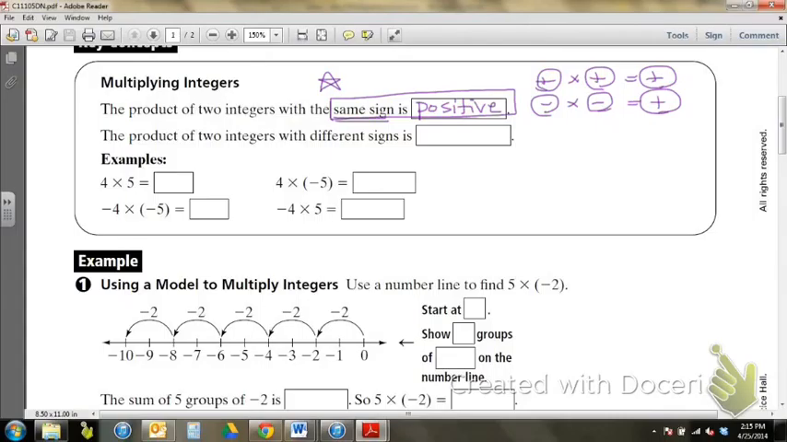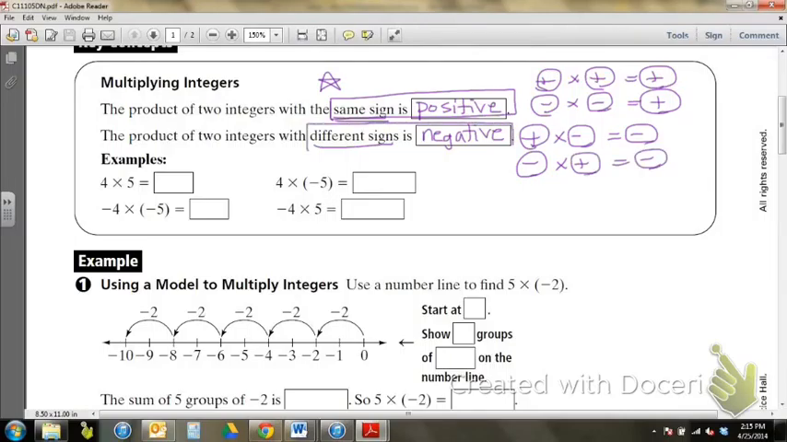Well, then what happens if they have different signs? Well, if they have different signs, your answer is just negative. There's no rule about bigger number or smaller number. You don't have to change any signs. So a positive times a negative is a negative. And it doesn't matter what order you multiply in. As long as the signs are opposite, you are going to get a negative answer.